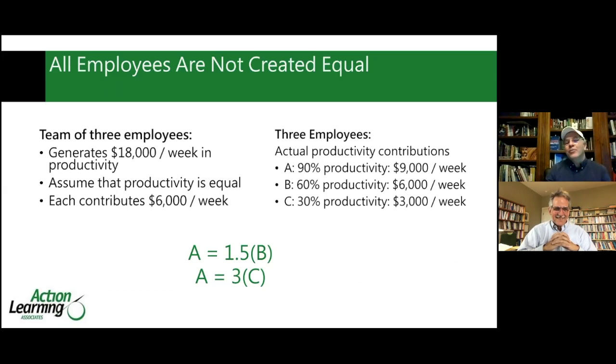Know that you might have 3 people where one, employee A, is 90% productive. 90% of the time they are doing great stuff, and they're generating $9,000 of productivity a week. And then that middle level person at 60% productivity, generating $6,000 of value a week. And then the low level person, employee C, they're 30% productive and generating $3,000 per week.